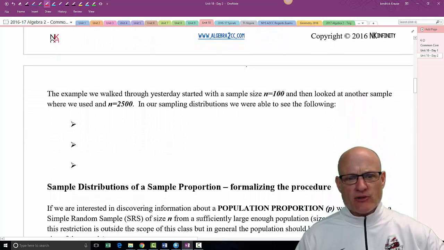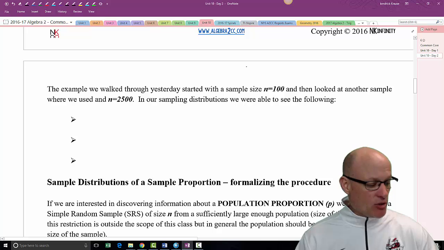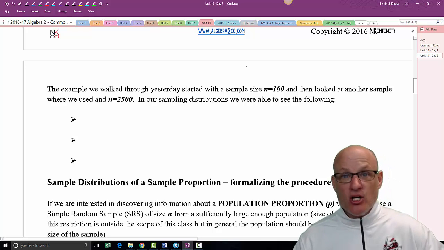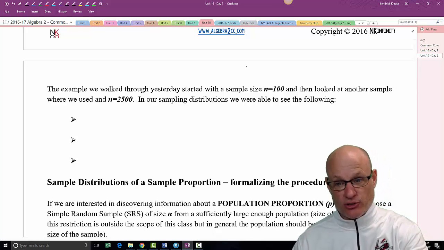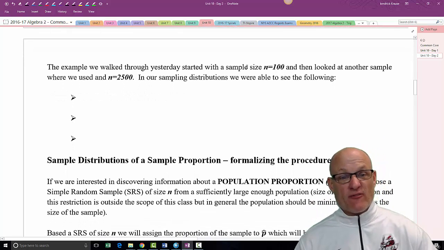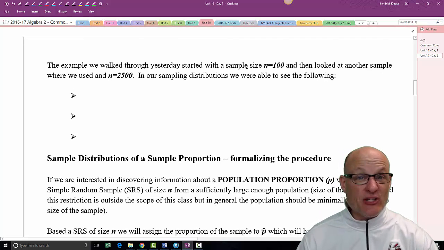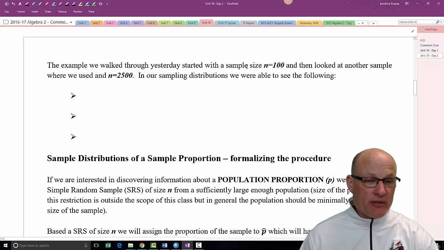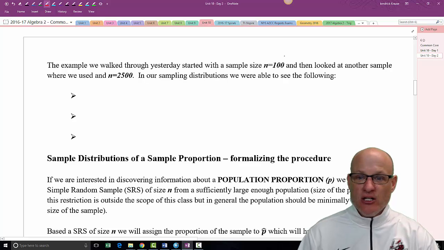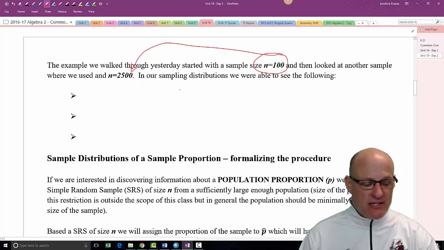So the example we walked through yesterday started with a sample of n equal to 100. All right, and when we had n equal to 100, we got a pretty good normal distribution curve. However, when we used n equal to 2,500 in our sampling distributions, we were able to see what? What were we able to determine yesterday by increasing from 100 up to 2,500?